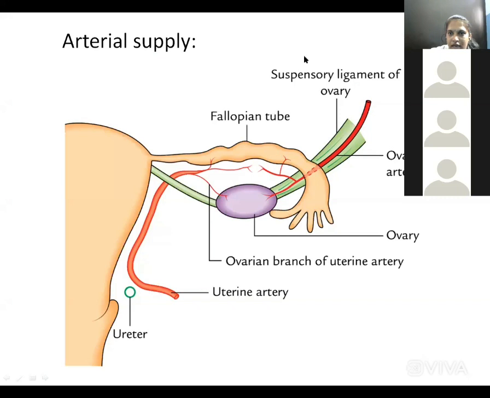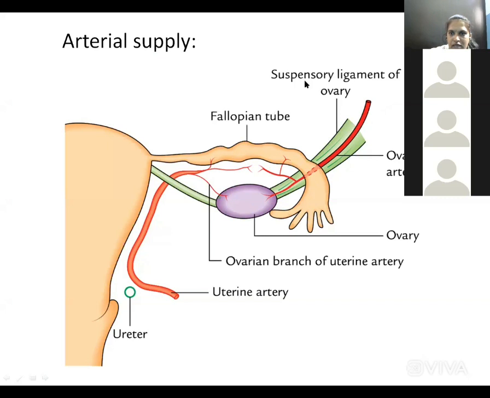Not from externalia, it is from the aorta. So this is the ovarian artery, which is entering through the suspensory ligament. While it is passing, it gives branches, and through the hilum only the branches of the ovarian artery enter, whereas the rest of the artery continues medially and anastomoses with the uterine artery.